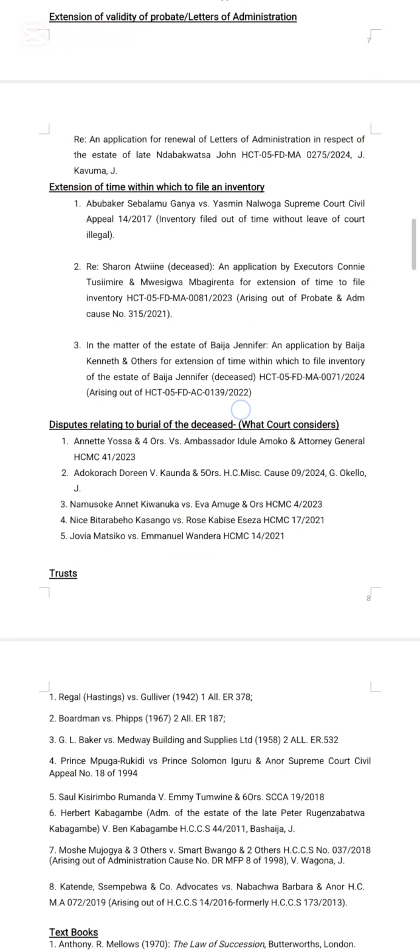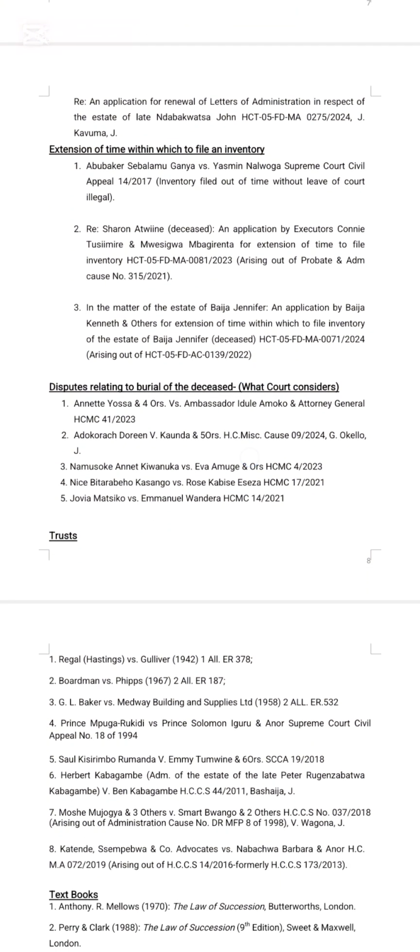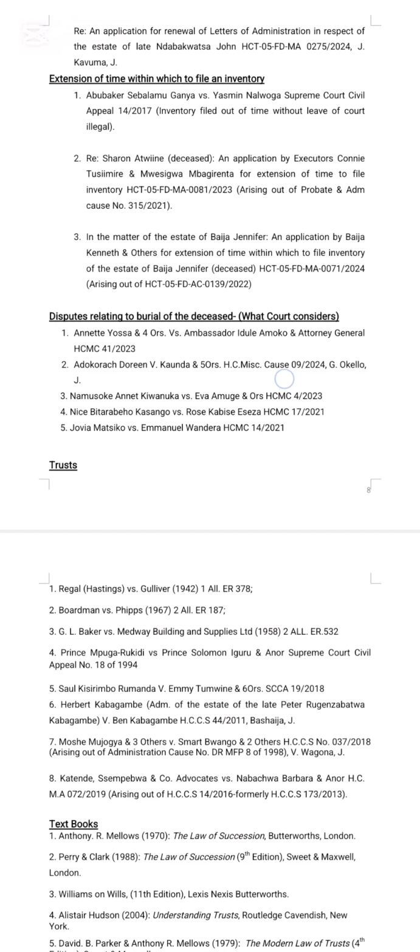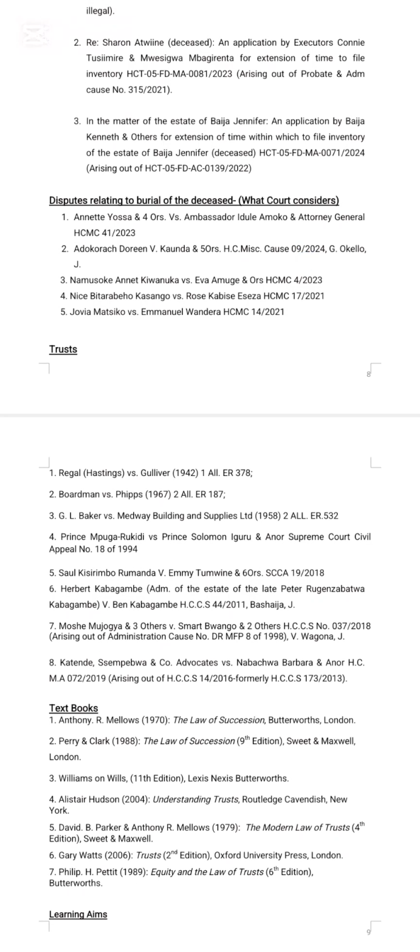Then extension of time within which to file an inventory. An inventory arises in situations where, for example, you must file an inventory within 6 months as the administrator of the estate, and also a final account after 12 months. So an inventory is always filed after 6 months. It basically involves the property of the deceased, and then after 12 months you have to file what we call a final account, basically showing how you distributed the property of the deceased.